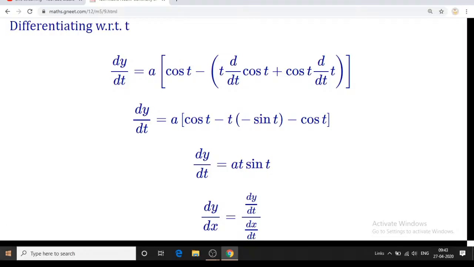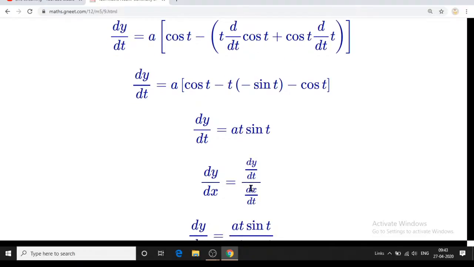As y and x both were expressed in terms of t, we have calculated dy by dt and dx by dt. Now we require to calculate dy by dx.